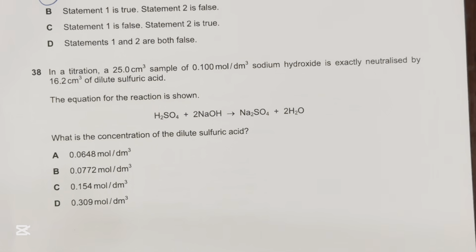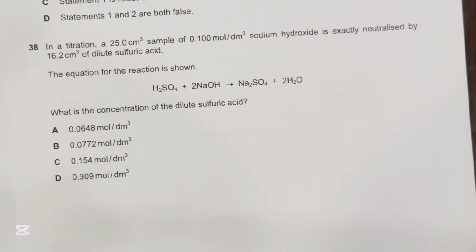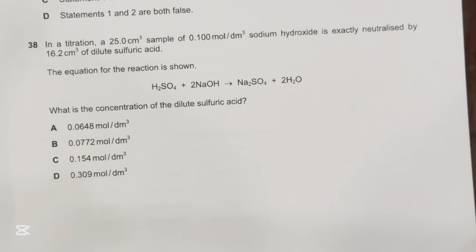Okay, 38 is the question of moles and carrying deep calculation of stoichiometry. I'm going to solve it. In a titration, a 25 cm³ sample of 0.100 mol/dm³ sodium hydroxide solution is exactly neutralized by 16.2 cm³ of dilute sulfuric acid. The equation for this reaction is shown.